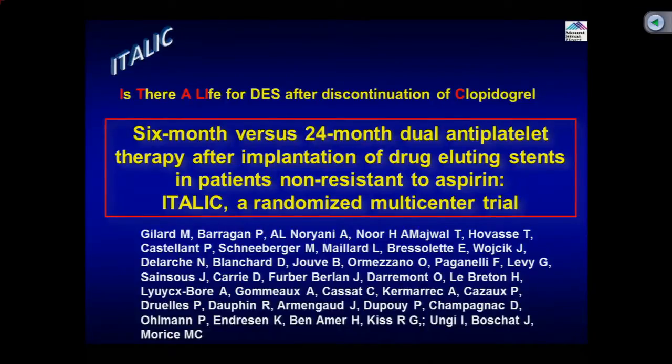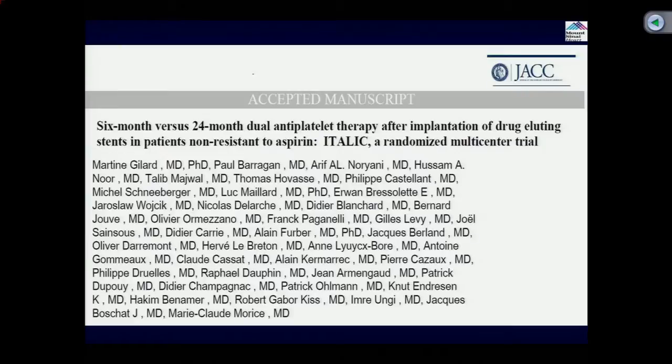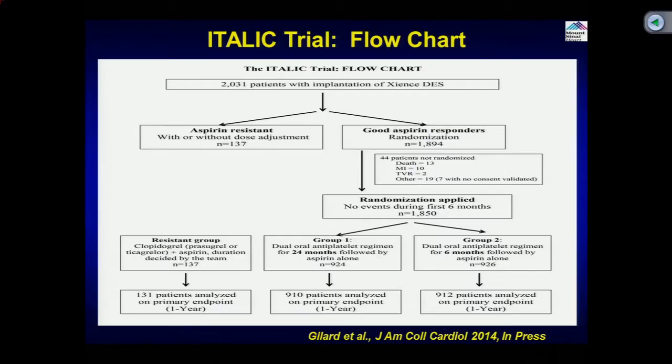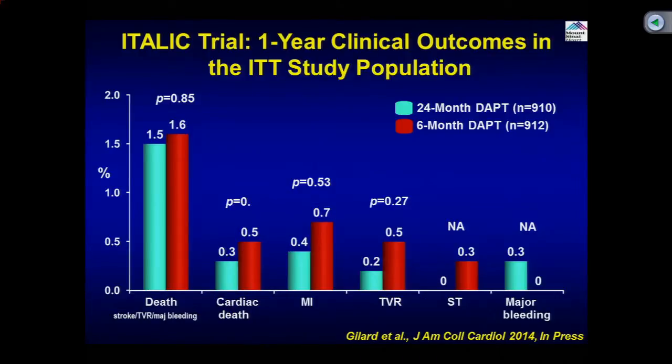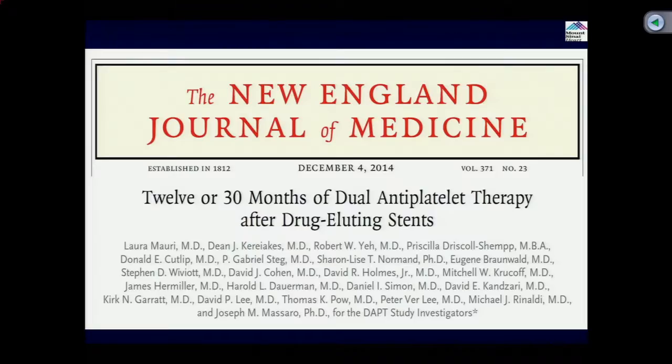And interestingly, another study, ITALIC, now accepted in JACC, answered this question, 6 versus 24 months. All patients had everolimus-eluting stents, and they eliminated the patients with aspirin resistance. Those with a PRU of 550 were randomized into 6 months versus 24 months. Again, you see identical MACE rate and stent thrombosis. So it seems that the shorter duration is reasonable compared to the longer DAPT duration. Now we get to this major trial of 10,000 patients, the DAPT study, FDA approved, by Laura Mauri.